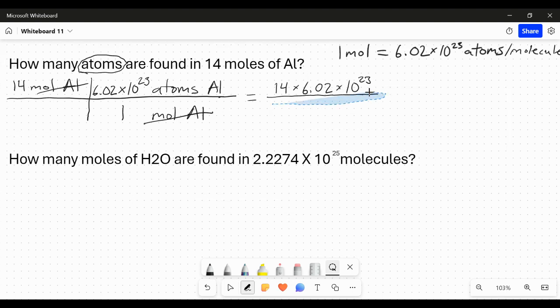Perfect. Okay. So I have 14 times 6.02 times 10 to the 23rd power. Now, this is the part where you would use a calculator. However, I don't really want to enter times 10 to the 23rd power into a calculator. So instead, I'm going to just multiply these first two parts together. So if I take out my handy dandy calculator, I have 14 times 6.02. That gets me 84.28.